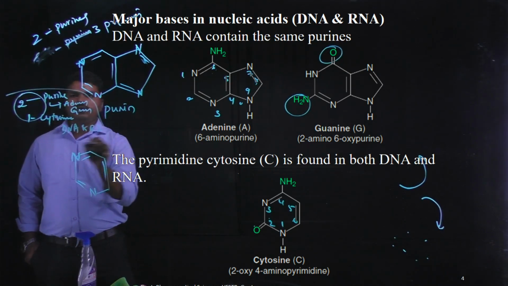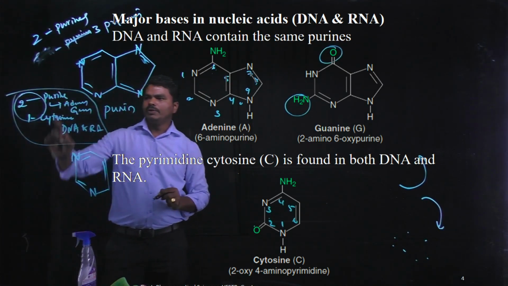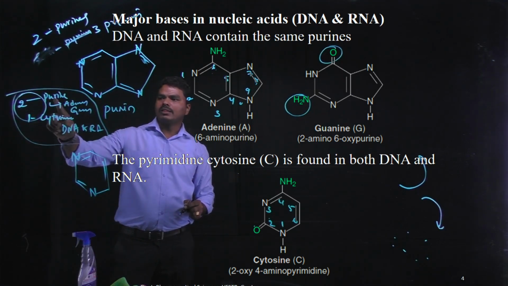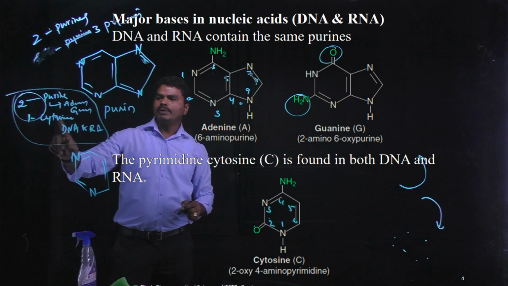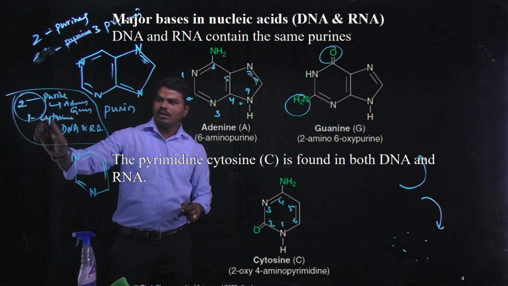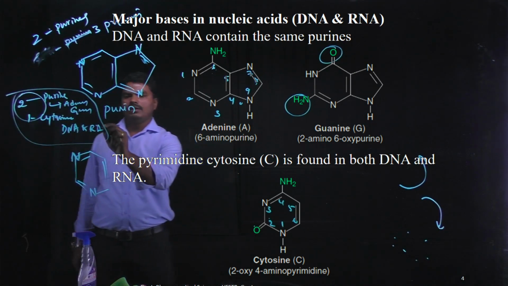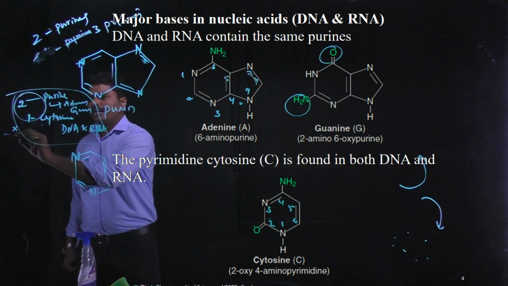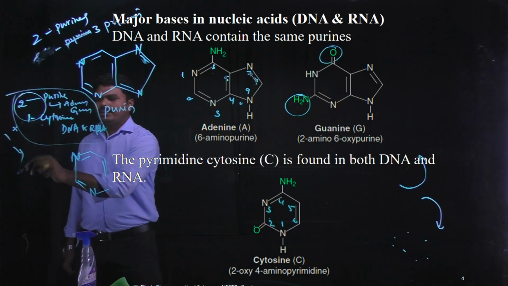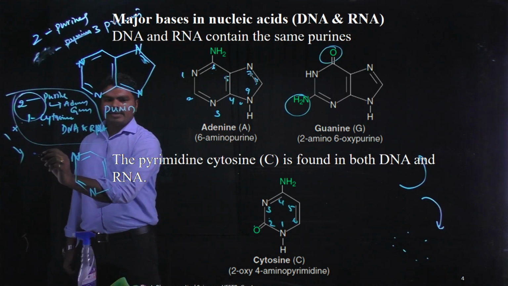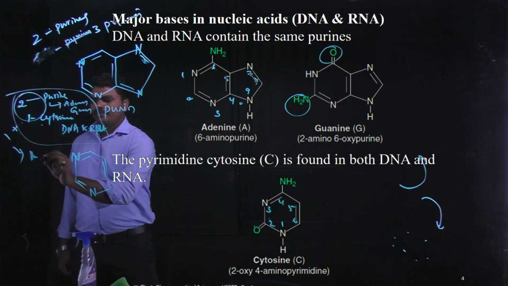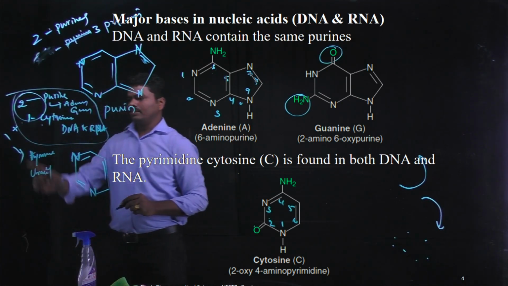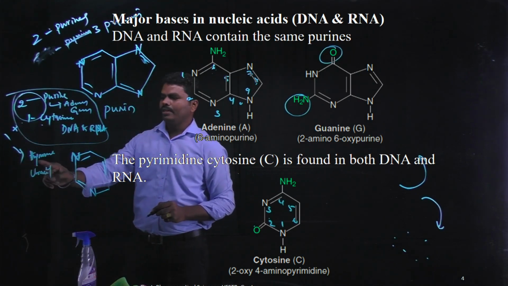So two purine bases and one pyrimidine base. The two purine bases are adenine and guanine, and the one pyrimidine base is cytosine. So these three are common in DNA and RNA. But the second pyrimidine base is either thymine or uracil. The second pyrimidine base may be thymine or uracil.